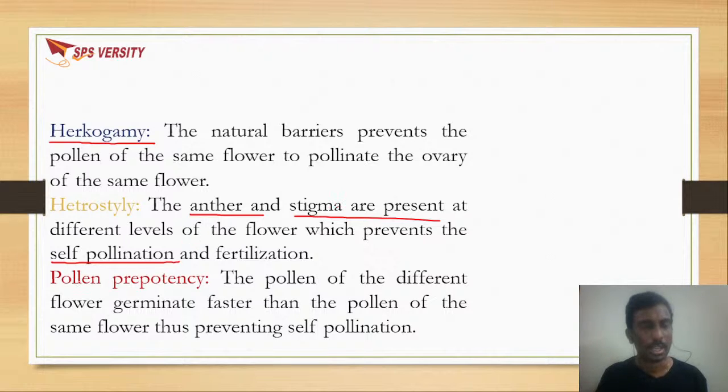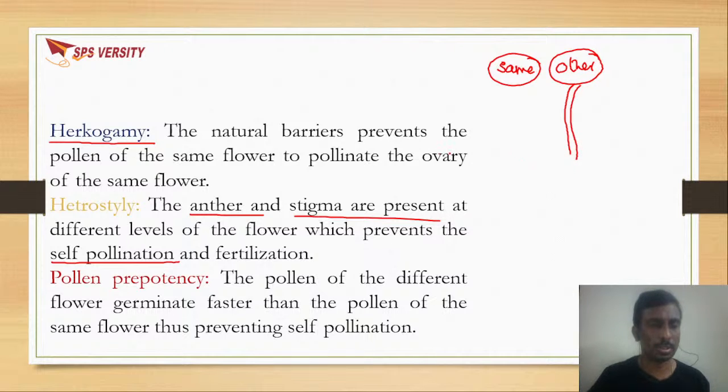Okay. And next, pollen prepotency. Pollen prepotency means here when a stigma receives pollen grain from the same flower, as well as pollen grain from another flower of the same species, the pollen grain of the other flower will germinate faster than the pollen grain of the same flower. So it is called pollen prepotency. Here the pollen grain from the other flower is promoted, while the growth of the pollen grain of the same flower is slow.